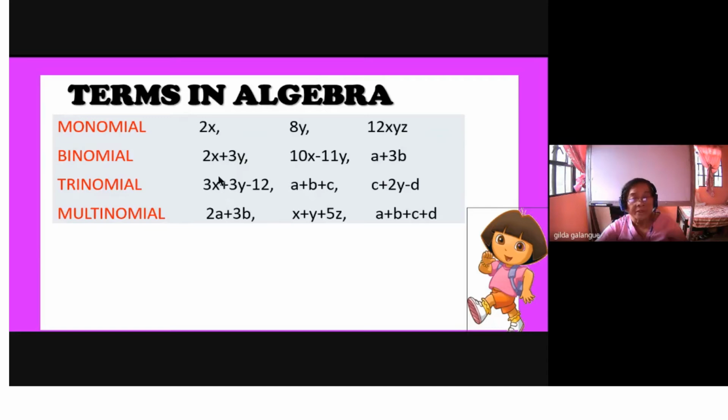Trinomial, three terms: 1, 2, 3. So this is a trinomial. This is also a trinomial. This is also a trinomial. What is a multinomial? It consists of two or more terms. So this is a binomial, at the same time a multinomial. This is a trinomial, at the same time a multinomial. And this is a multinomial.